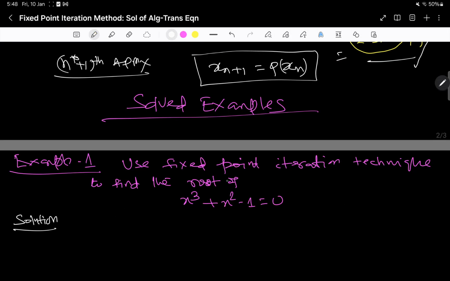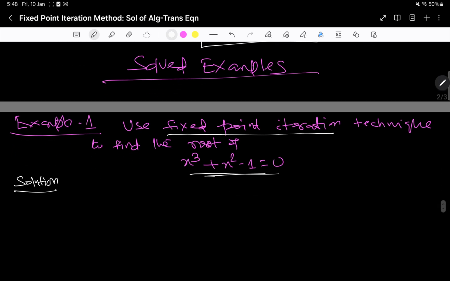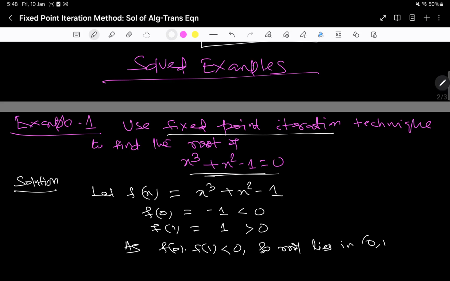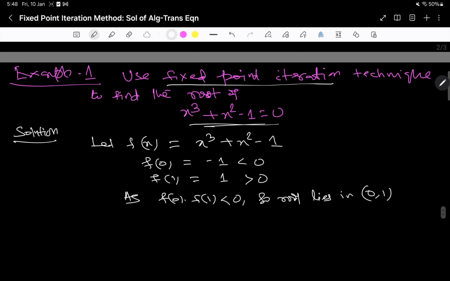So now coming to an example, use fixed point iteration method to find the root of this. Here let f of x is equal to x cube plus x square minus 1. What is your f of 0? f of 0 is minus 1, negative. What is your f of 1? It is 1 plus 1 minus 1, which is 1, positive. As f0 into f1 is negative, the root lies in (0, 1).